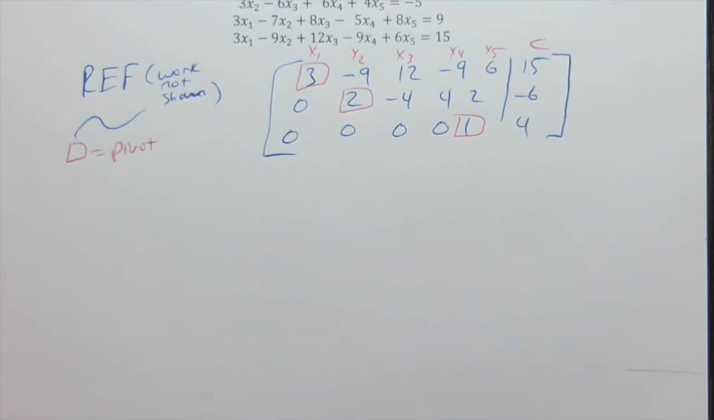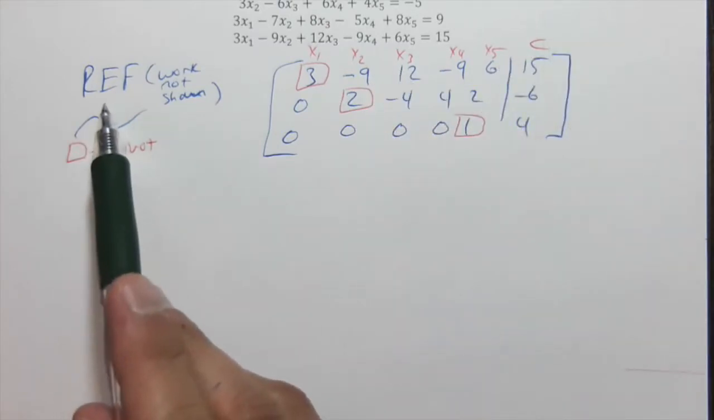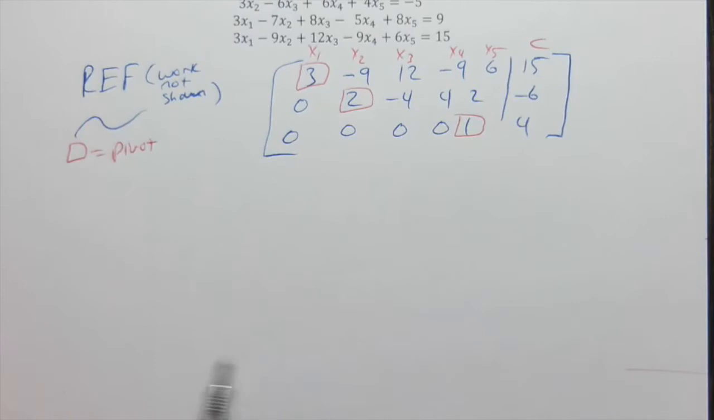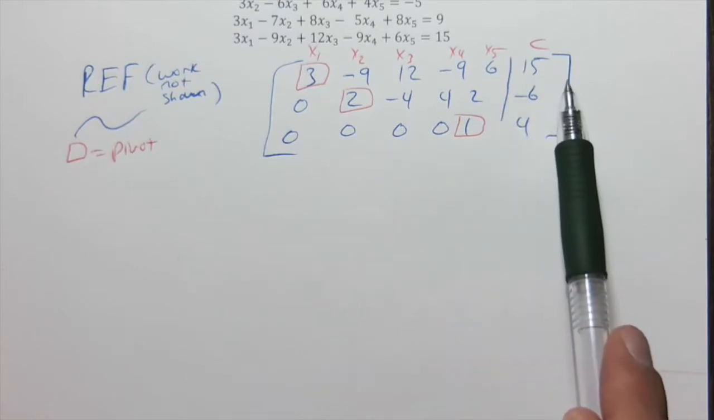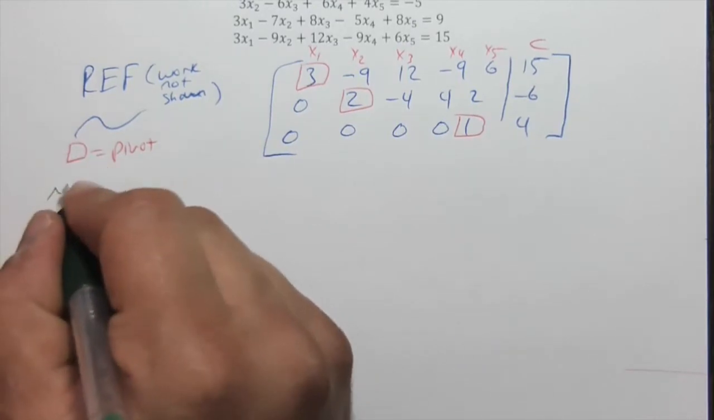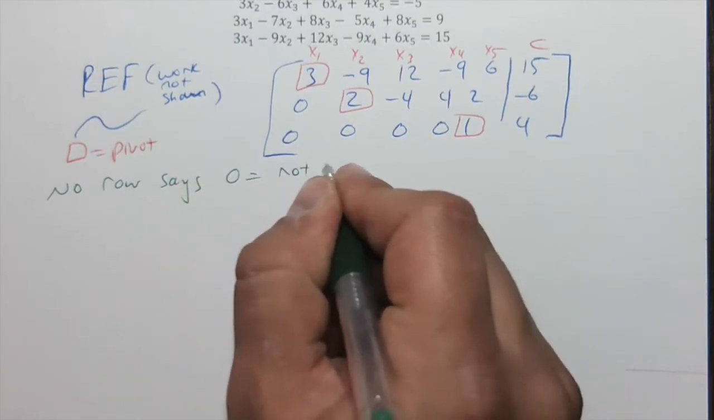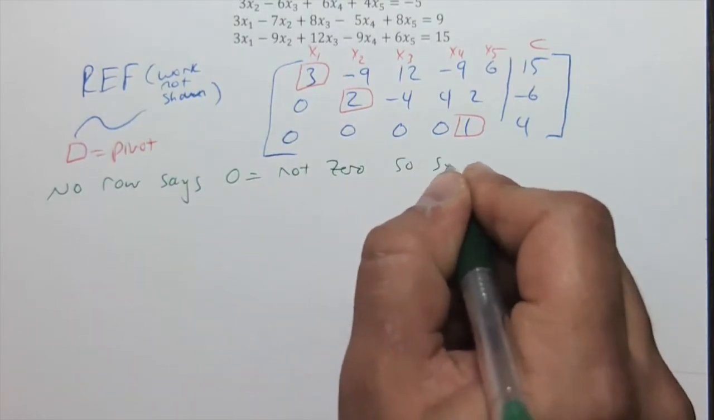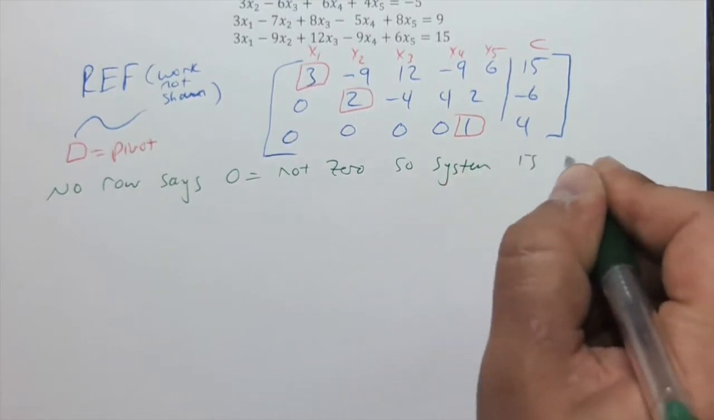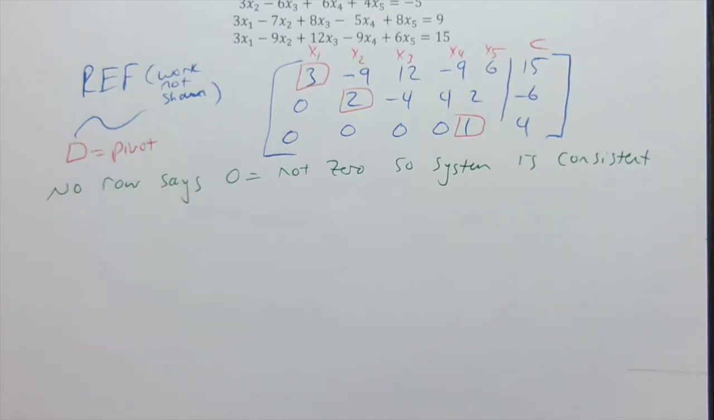First of all, we have a solution, right? We have reduced form. It's not fully reduced because these pivots are not the number 1, and we don't have zeros above those pivots, but it is reduced so we can see whether there's a solution. None of the rows say 0 equals not 0, right? And so we have a solution. So no row says 0 equals not 0, and so the system is consistent, i.e. it has a solution.